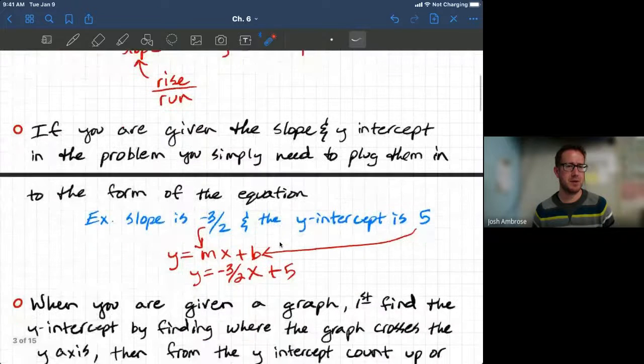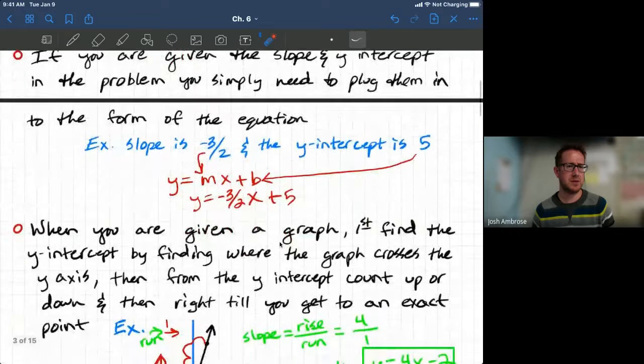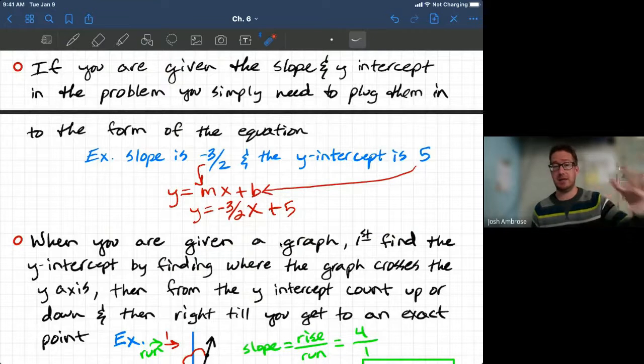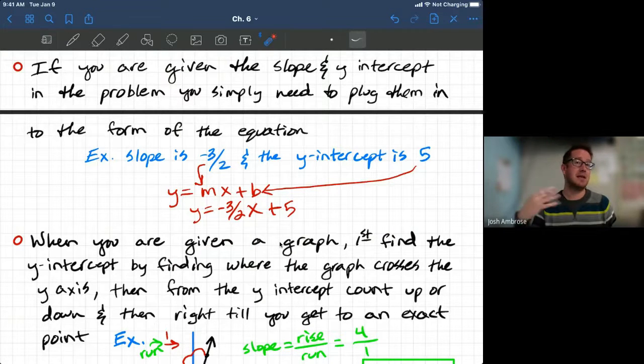All right, the next part, this relates directly to some of the homework problems that you're going to be given tonight. So if you are given the slope, they say, hey, this is the slope, and they give you the y-intercept, then it's real easy. You simply just plug those into the equation, because they're going to say, hey, what is the slope-intercept equation if your slope is this, and if your y-intercept is this? You just plug them in. So look at that example I wrote out there for you guys.